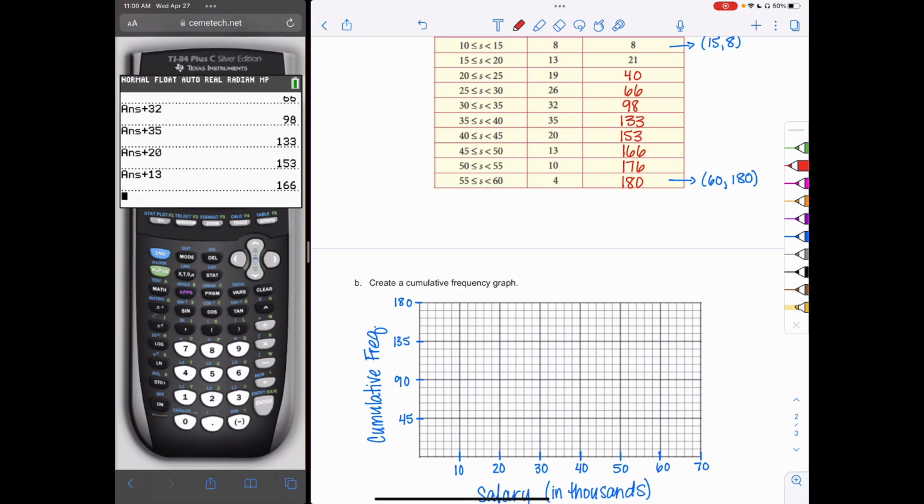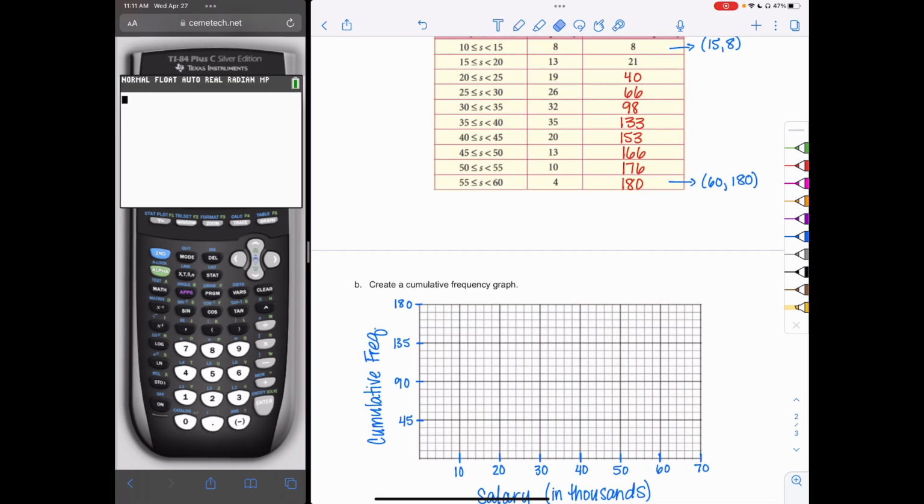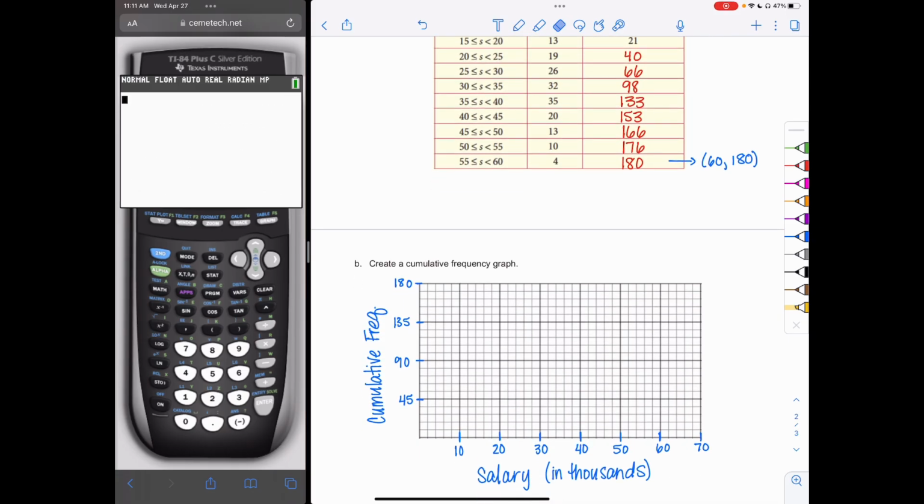So if I want to plot 15.8, I go to 15, which is halfway in between 10 and 20, and then I go up to 8. So that point will end up being located here.